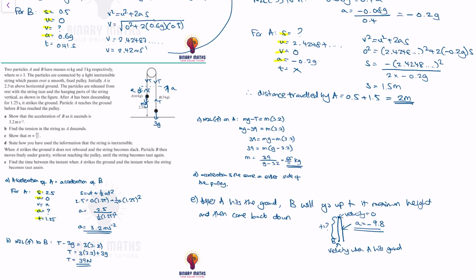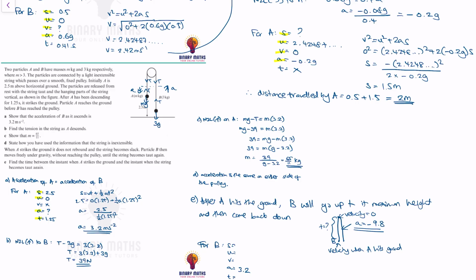So the first thing we need to do is find out the velocity when A hits the ground. So for B, if we're setting up a suvat, when A hits the ground, it's still accelerating with the same acceleration as before, which is 3.2.